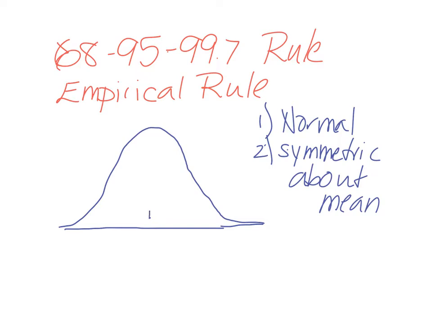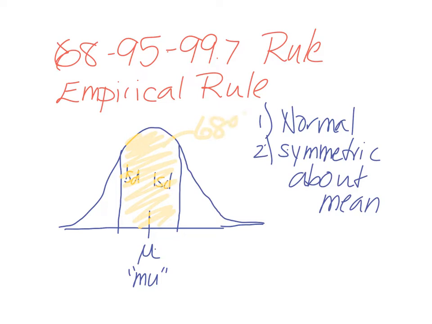So your mean is going to be here at the peak, and the mean is now symbolized with this symbol here, a U with a little tag or tail in front. It is the Greek letter mu. And what the empirical rule says is that if you go one standard deviation out in each direction, then this will be approximately 68% of your data.